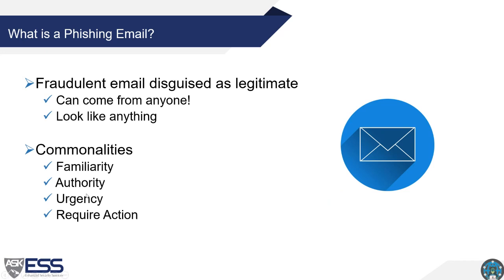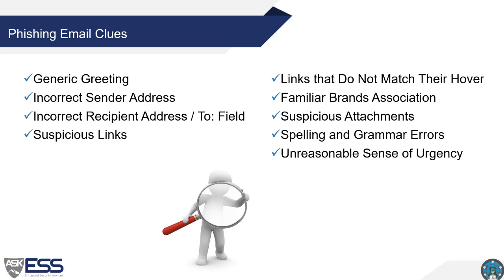So these are some of the commonalities within a phishing email. Again, they can look like they come from anyone and look like anything. So, what do we look for? Well, we look for some of these items, and there's no magic bullet here. It's a combination of items that we need to look for. So here are some clues that you can look for in a phishing email.